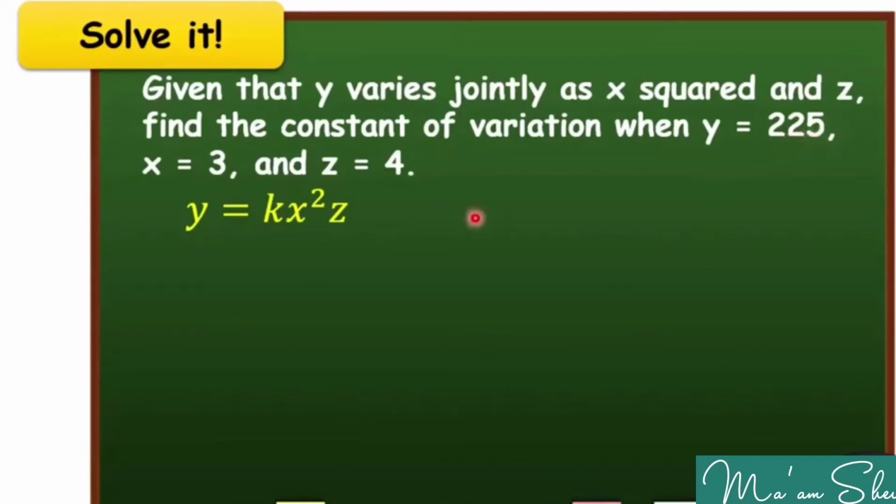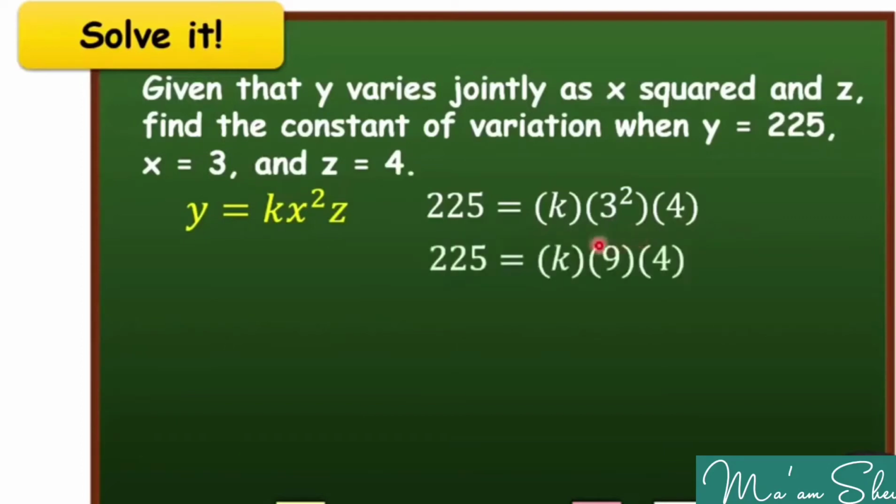And then, we are going to substitute the values given in our problem to our variation equation. So, we have yung y natin is equal to 225 is equal to k. Okay, wala namang value, yun ang hinahanap natin. And then, si x squared, which is 3 squared, and z is equal to 4. So, sinubstitute lamang natin. Then, simplify. So, k is equal to 3 squared is equal to 9, and then multiplied by 4. Then, simplified again. 9 times 4 is equal to 36 multiplied by k. I-bring down lang natin si 225.